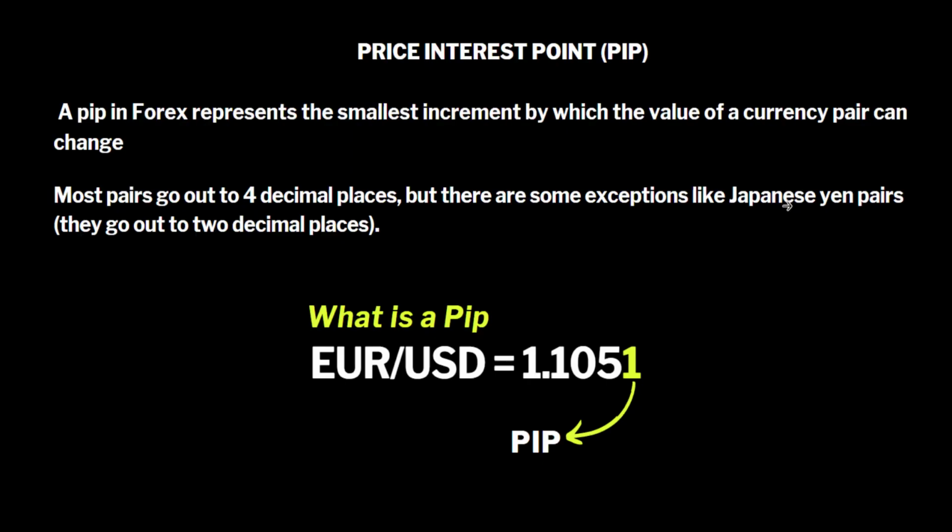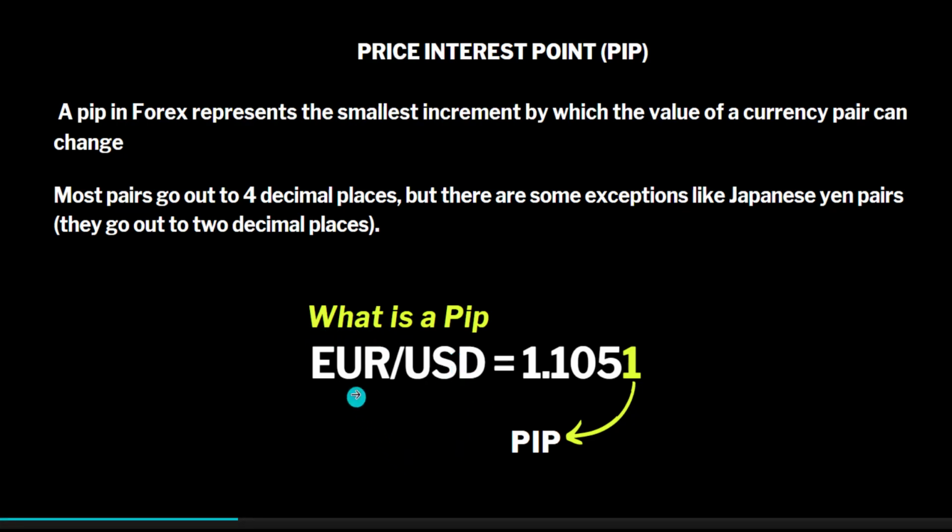So coming back to our slides, what exactly is a pip? A pip simply means price interest point, and it is the smallest increment by which the value of a currency pair can change. Most pairs go out to 4 decimal places. Now when we talk about pairs in the forex market, we're simply saying you can only trade in the forex market in pairs. What that means is that if you have euro, you can exchange it for dollar, and if you have dollar, you can exchange it for euro. You cannot trade just one currency.